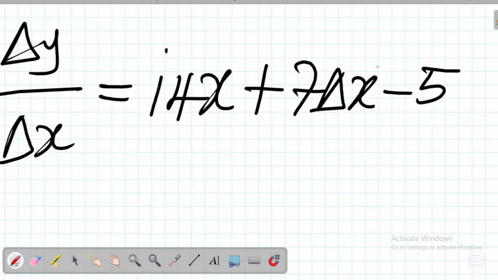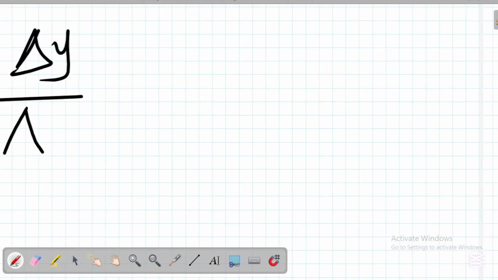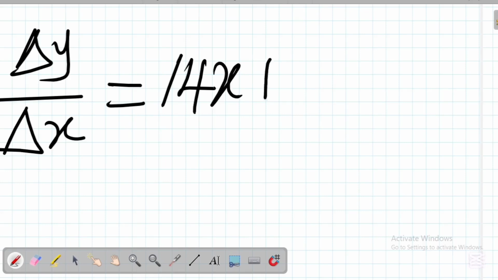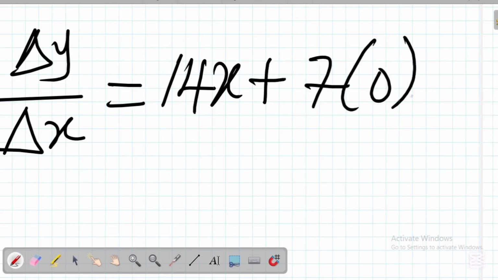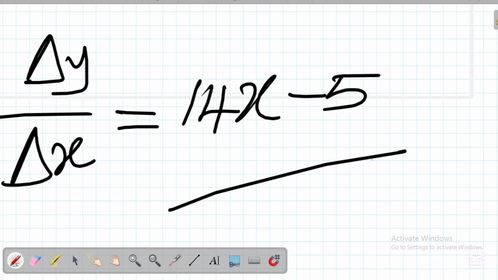Since we've gotten to this point and we still have change in x at the right hand side, our next task is to take the limit of change in x as it tends to 0. So change in y all over change in x equals 14x plus 7 multiplied by 0 minus 5. So our answer becomes change in y all over change in x equals 14x minus 5. So this is our final answer.